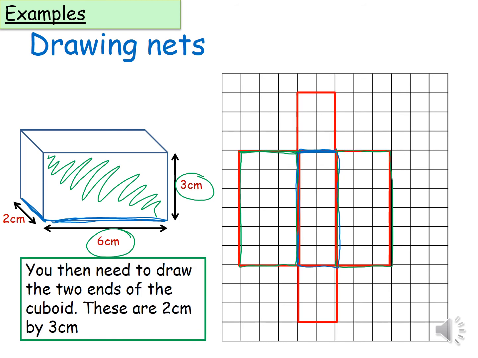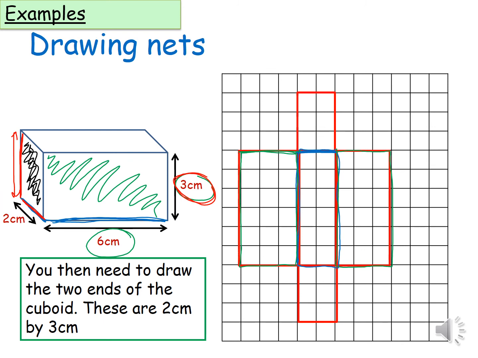Now we need to move on to the front and the back. So I'm just going to shade in the front. Let's use black. That's the front. We need to now attach this to the net. So let's calculate the size of the front. The size of the front is 2 centimeters wide by 3 centimeters tall. Some of you may be wondering where I got the 3 centimeters from. It is on the right hand side here. The cuboid is 3 centimeters tall. So it's 2 by 3.